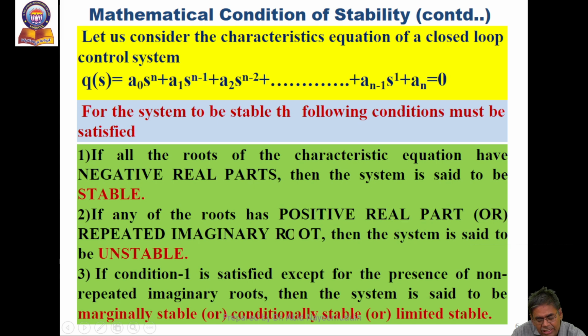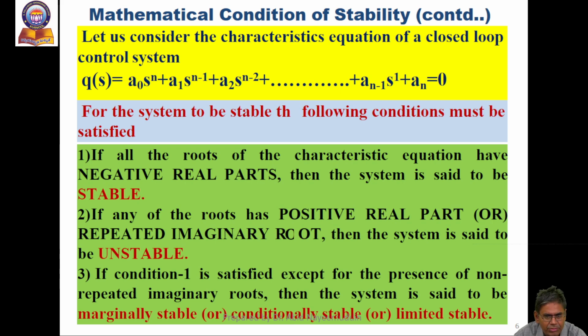If condition 1 is satisfied except for the presence of non-repeated imaginary roots, then the system is said to be marginally stable or conditionally stable or limitedly stable. That is nothing but the third condition. All the roots are present in the left half of the s plane, that is, the roots have a negative real part.